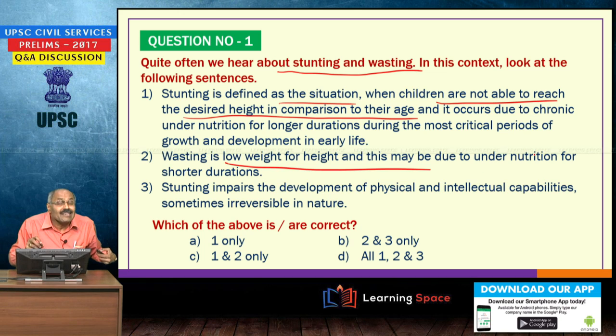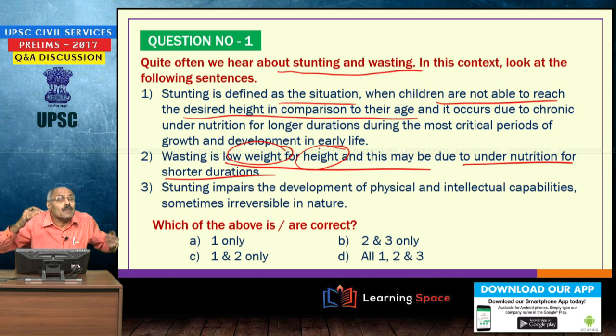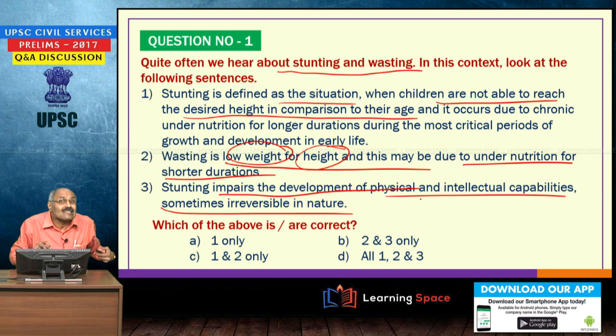Wasting is low weight for height, and this may be due to undernutrition for shorter durations, right. But stunting is the process when chronic undernutrition for lengthy periods, or you can say 2 years, 3 years, then irreparable damage will be done to the children. Stunting impairs the development of physical and intellectual capabilities and is sometimes irreversible in nature. So, please have a clear difference between stunting and wasting.